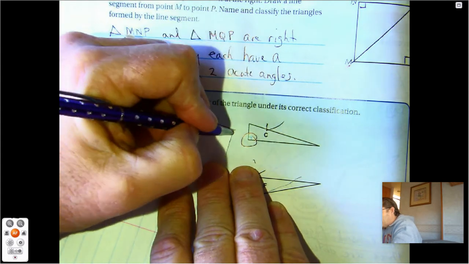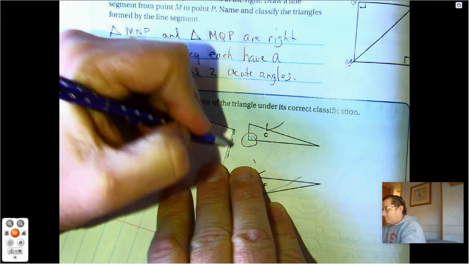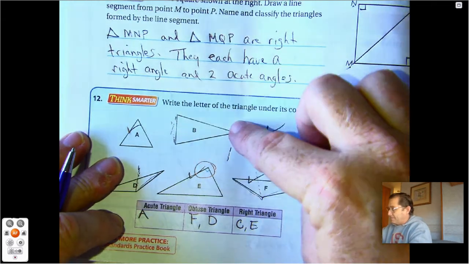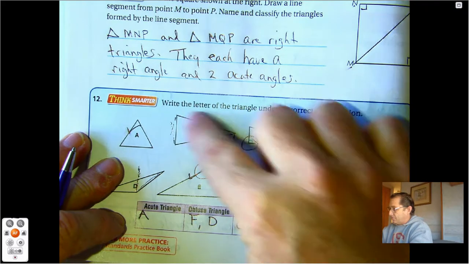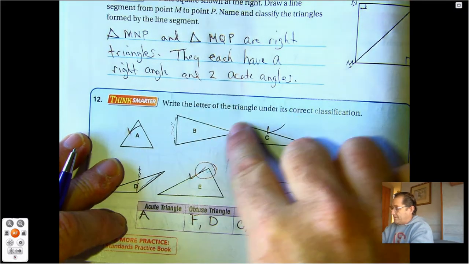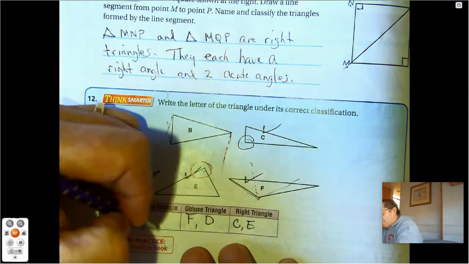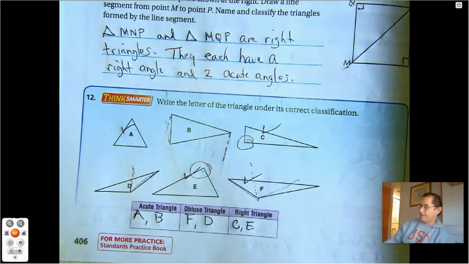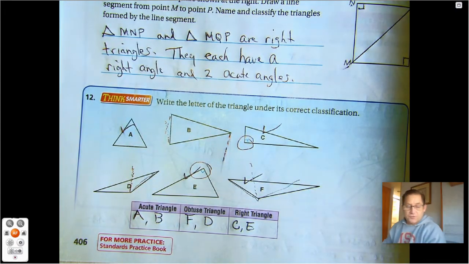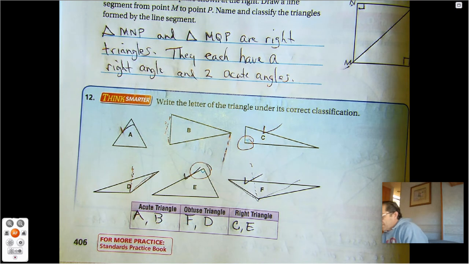Sorry, we haven't been talking about degrees yet. And that would be a right angle. So this angle here is less. So these are all acute angles. Okay. So B is an acute triangle. D and F are obtuse triangles. And C and E are right triangles.